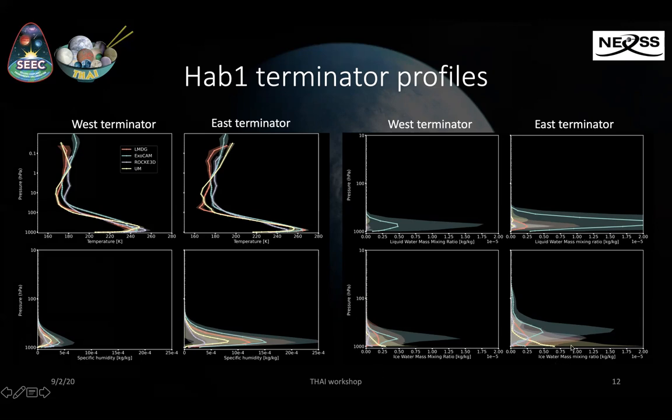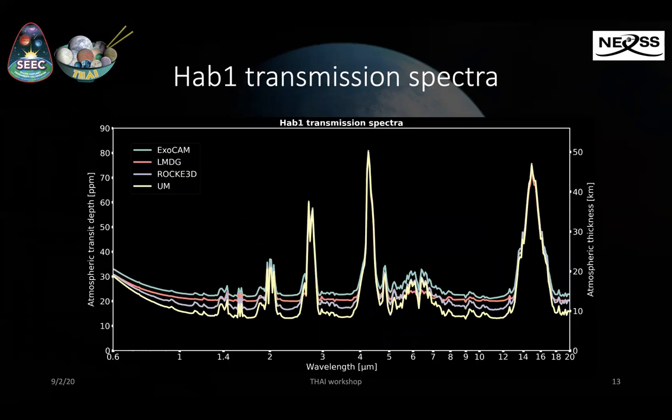Now let's take a look at clouds. Here on the top, you have liquid water cloud and on the bottom ice water cloud. We can clearly see that ExoCAM dominates in both the density of cloud and the altitude, followed by LMDG and then ROCKE-3D and UM. This is going to be very important, because the thickness of the clouds and their altitude is going to drive where the continuum level of the spectrum will be. A very cloudy, high-cloud model will have a higher continuum level in the transmission spectrum. Is that exactly what we are seeing here on these transmission spectra simulated for each of the GCMs by the PSG model?